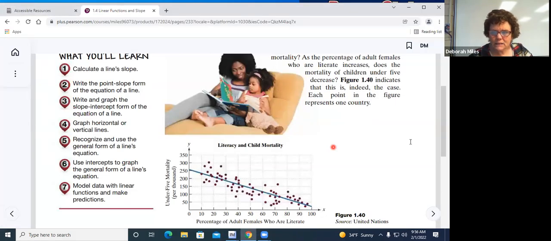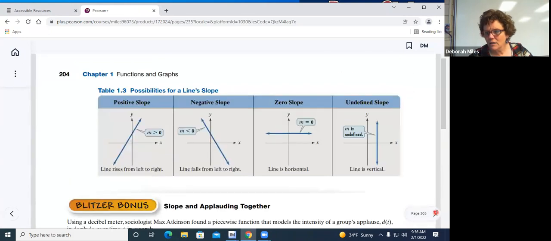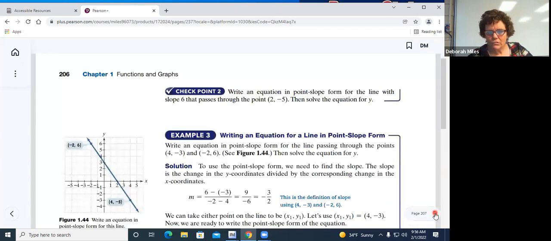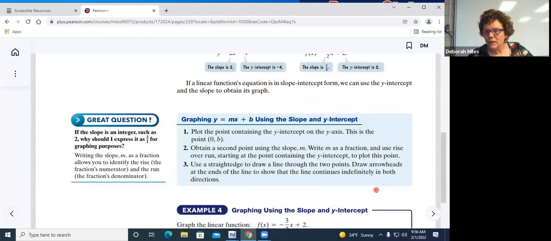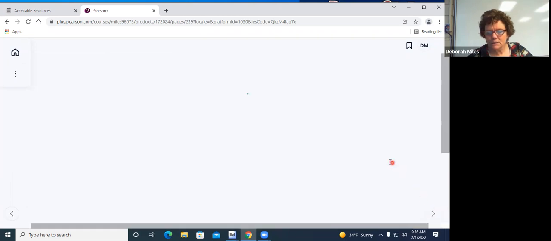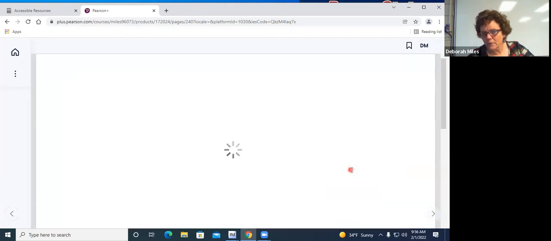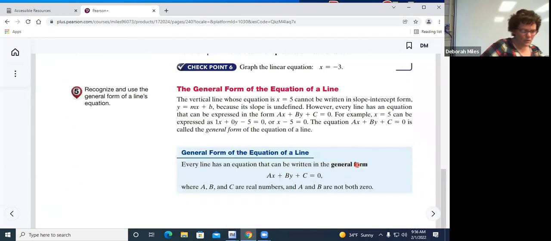That is objective 5. Ooh, that's the same thing you drew at the top of your paper. That's slope intercept, graphing. Ah, no, that's vertical lines. One more. General form. All right, just making sure I have the same variables they do.